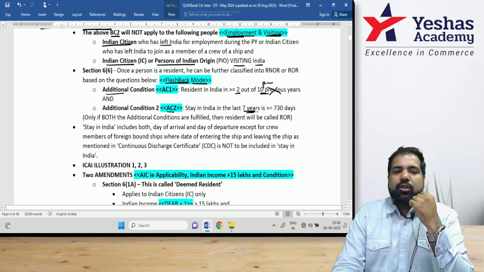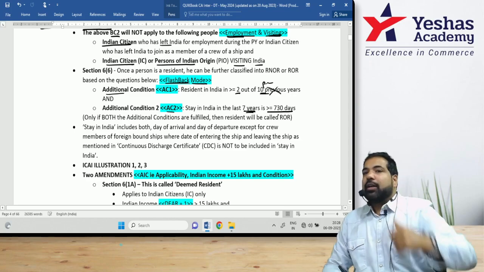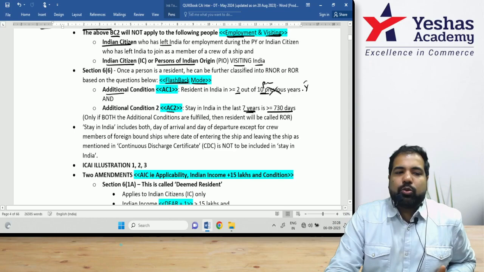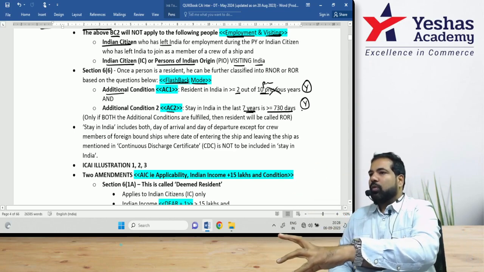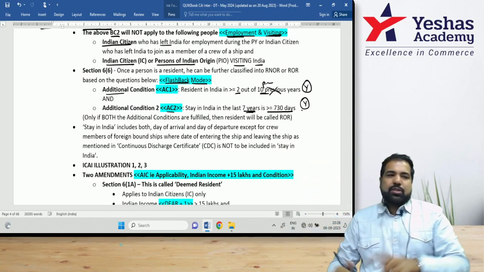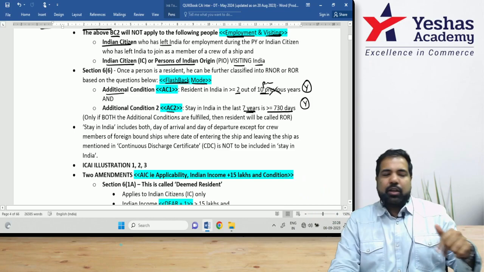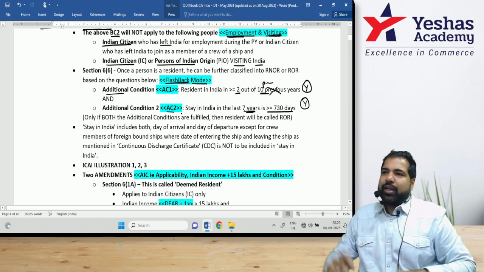And in the last 7 years, your stay should be at least... If both are yes, only then you're allowed to be what, guys? No. But even if one of them is no, so if the first one is no, don't even check the second one. Yes, so RNOR, guys, if any one of them is no, what do you become? RNOR.